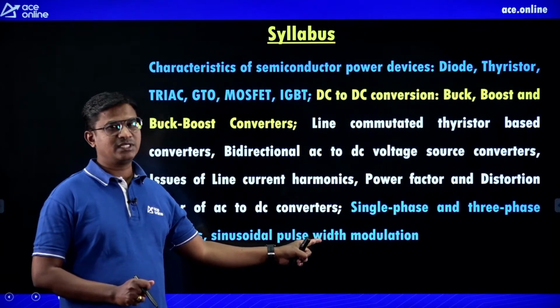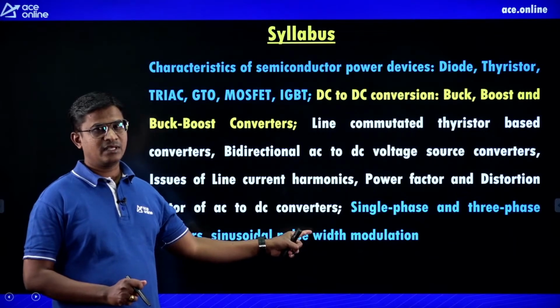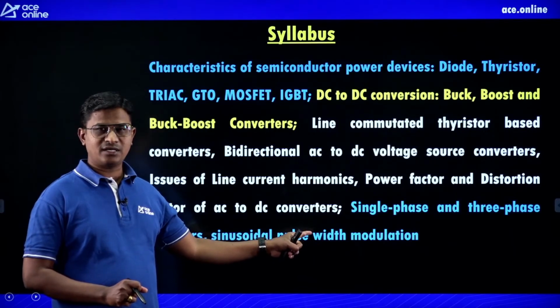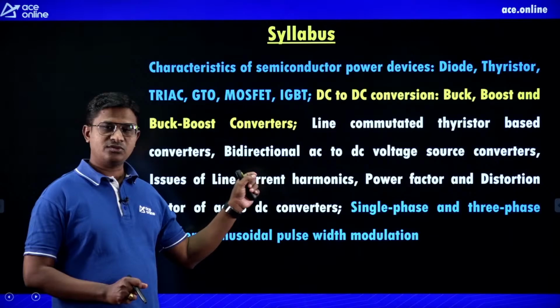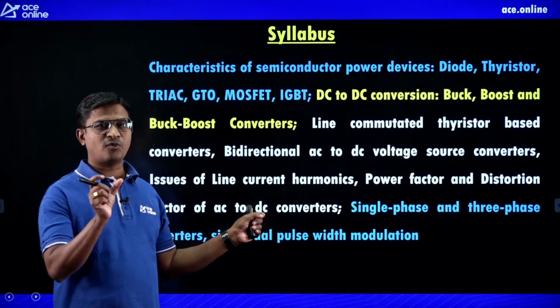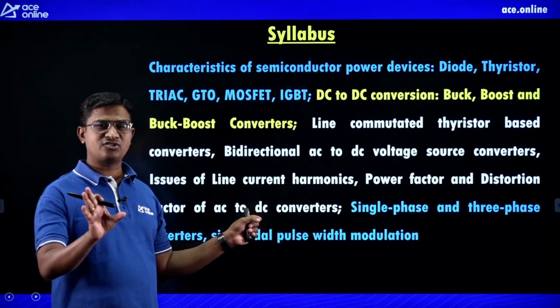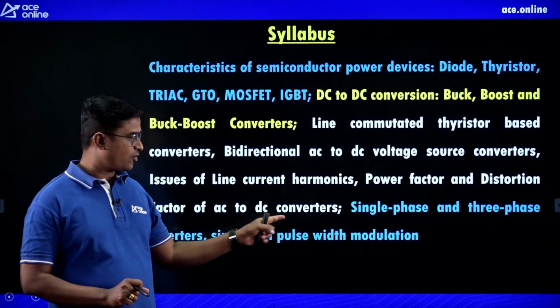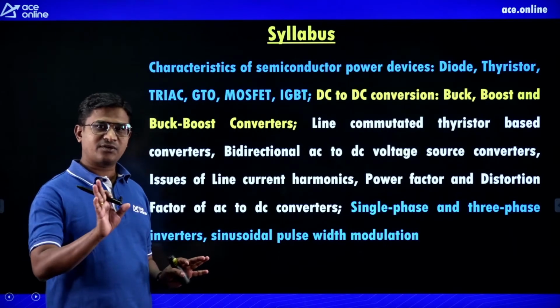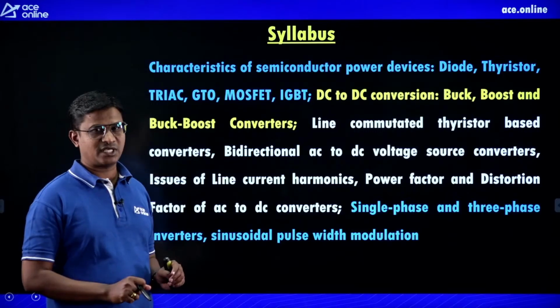But in addition to this you need to prepare AC voltage regulator, also cycloconverter, and some small part related to the fundamentals of electrical drives. They have not mentioned these here, but they have asked questions based on those three topics as well.